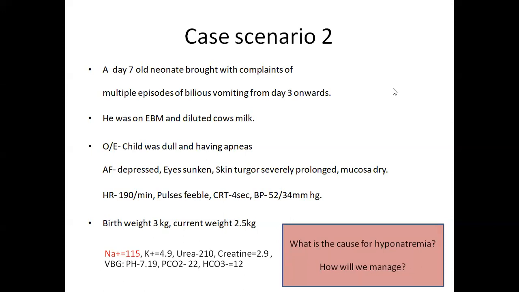So in this child, I'm going to start DNS. That's all. There's no doubt in this. I will start DNS, deficit plus maintenance over 24 hours. Then I'll keep checking the sodium values. If it's correcting very rapidly, I'm going to cut down my concentration. If it's correcting according to the plan, I'm going to continue the same. Clear? Yes.